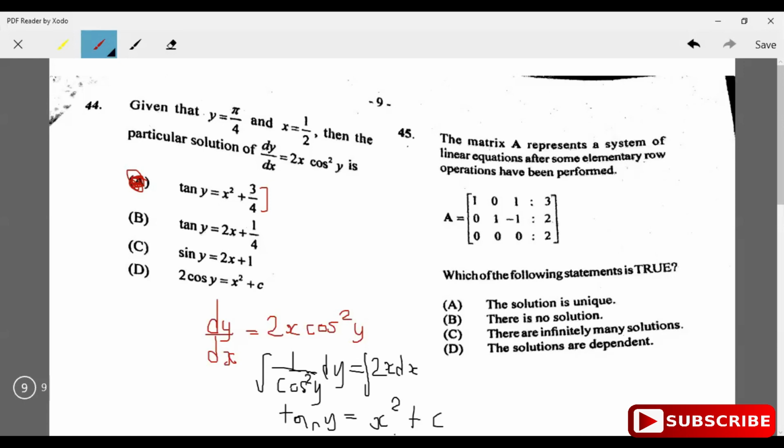Yes, sir. All right, question 45. Finally, what does this statement tell you? The matrix A represents a system of linear equations. The solution is unique.